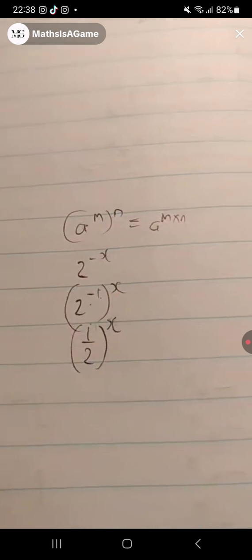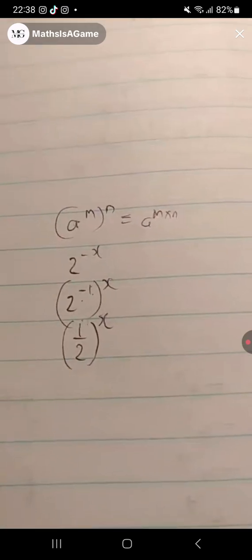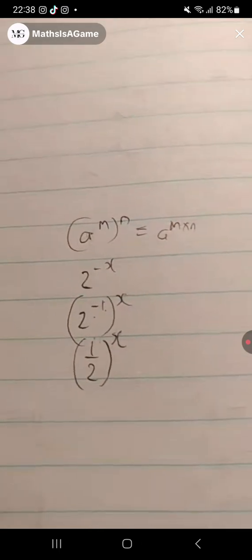Okay, I hope you understand that they are the same. That's what you should have said, precious. 2 to the power negative x can be written as 1 over 2 to the power x. They are the same. Yeah, not they are inverses, they are the same.